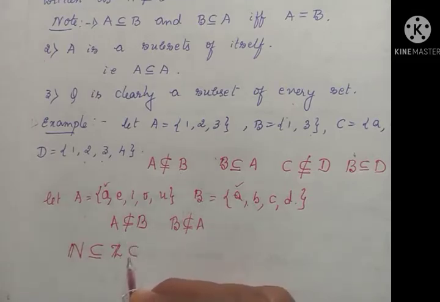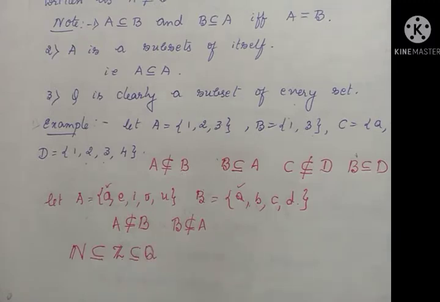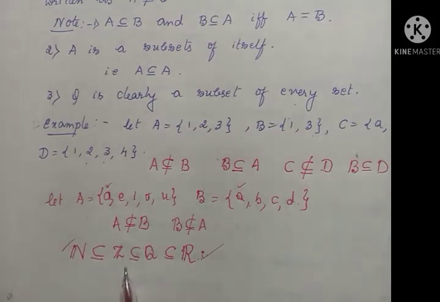Z is a subset of Q. You know that Q is the set of rational numbers, isn't it? So Q is a subset of the set of all real numbers. So this is the bigger set. In the real number system, the set of all real numbers is the bigger set here and N is the smaller set. So N is a subset of Z, that means N is a subset of R. N is a subset of Q implies Q is a subset of R here.